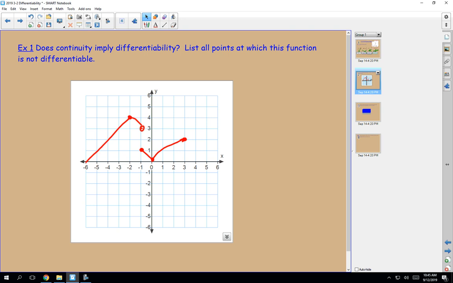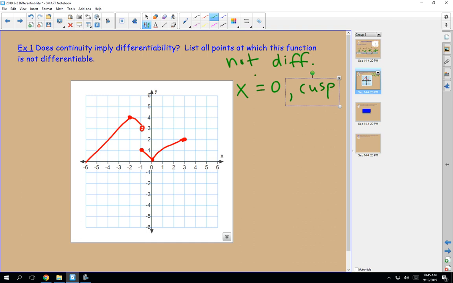It's not differentiable at x equals 0. At x equals 0, it's actually not a corner, it's a cusp. Cusp or corner, but yes, it's a cusp, just because it's a curve coming into a line. If it was a line and a line, it would be a corner, to be technical about it. And then right here at x equals negative 1 is the other example.